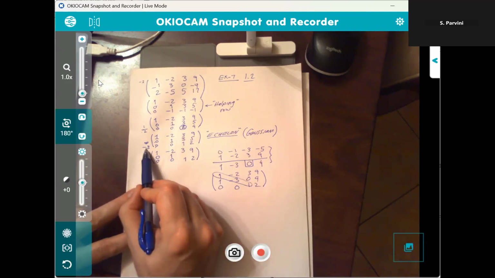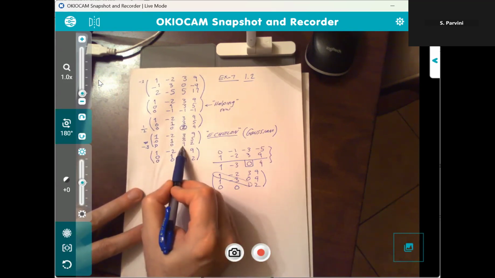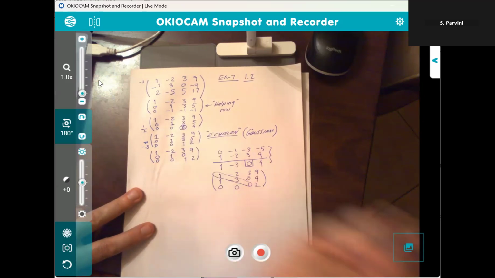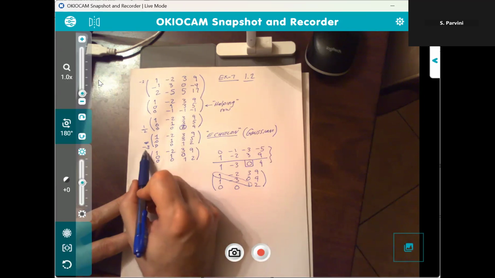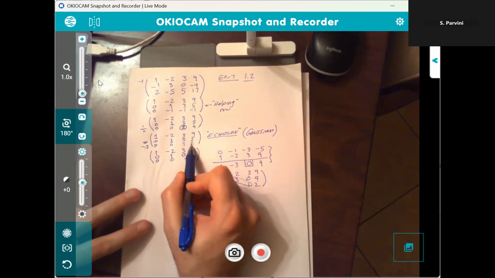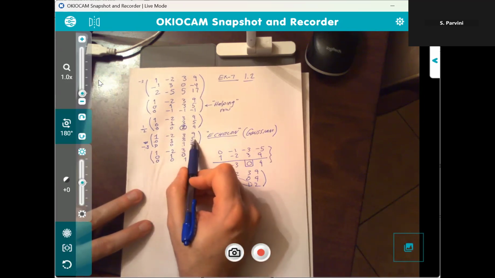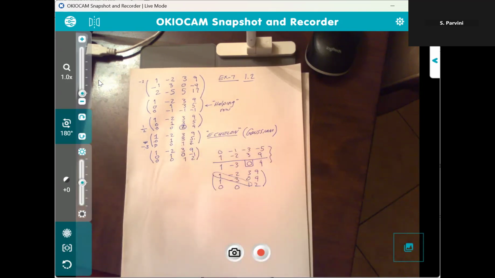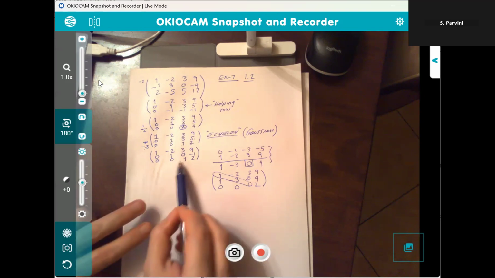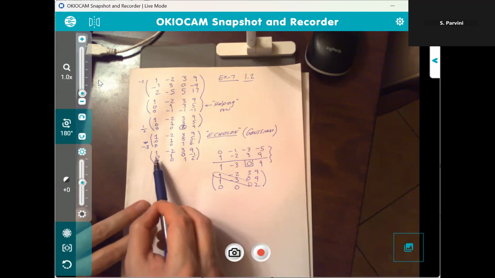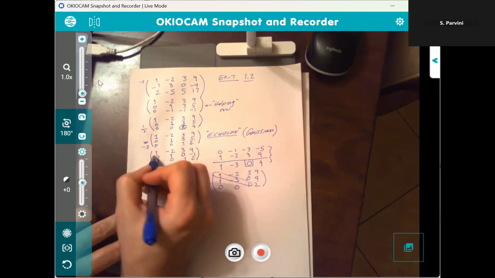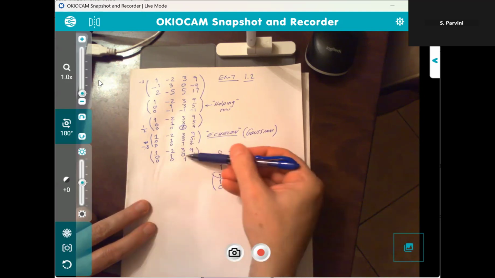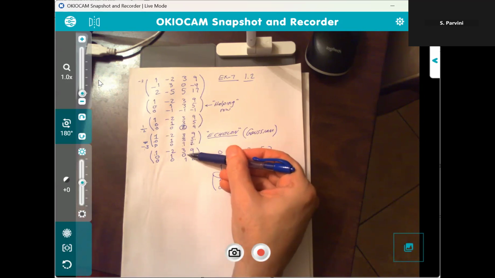Look at this one. -3 times 1, -3, and 3. Aha, 0. -3 times 2, -6 plus 5, -1. You see what happens? So we got 1, 1, 1. We got our triangular 0. This is the triangular 0 I'm thinking of. And then we got 0 above the 1. Perfect.